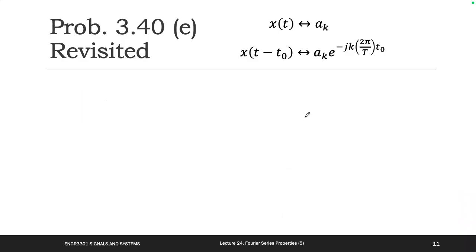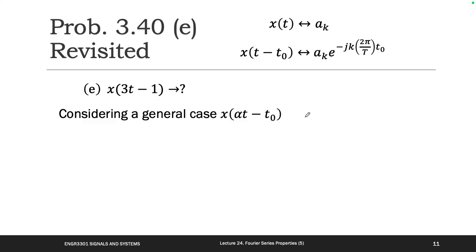We have a signal x(t) and the FS coefficient is a_k, and this is the time shifting property. If you do a shifting, you have the new FS coefficient like this. Then what's the FS coefficient for this signal? Do you remember? Do you know how? Let's first consider a general case: alpha t minus t naught.